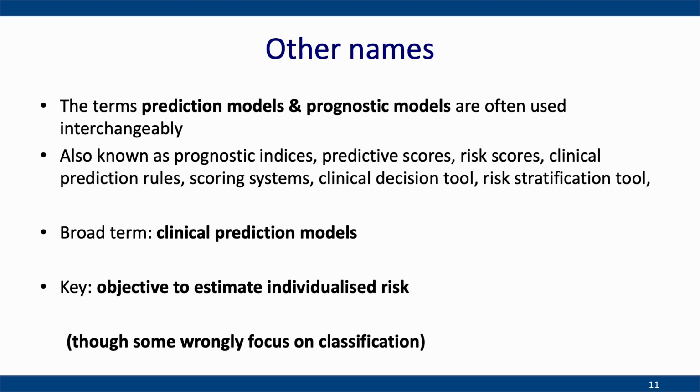Now already I've been using prognostic models and prediction models interchangeably. You may also know them as prognostic indices, predictive scores, risk scores, scoring systems, but a broad term really is clinical prediction models. And the aim is to estimate individualized risk. Now some wrongly jump into what they call classification, where they want to classify people as high or low, or will or won't have an outcome. And this is flawed, in my opinion, because we want to know somebody's risk of the outcome, not to classify them as having the outcome or not. So I think this is very important to mention.